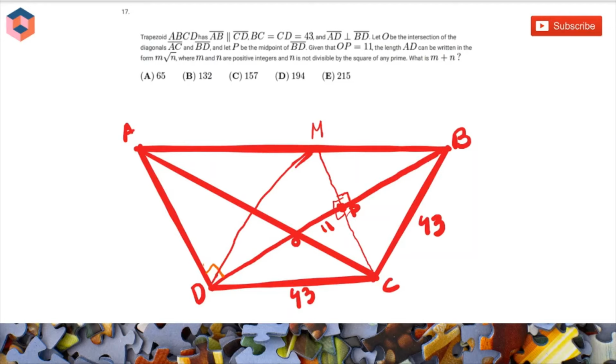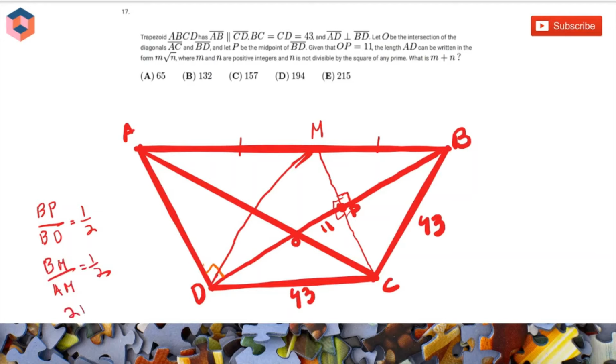And since BP over BD is 1 over 2, this is equal to this. Let's write it down just to make it a bit more concrete. So BP over BD is equal to 1 over 2. So then BM over AM is also equal to 1 over 2.